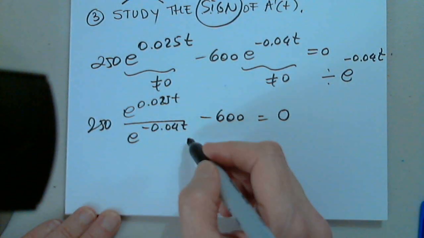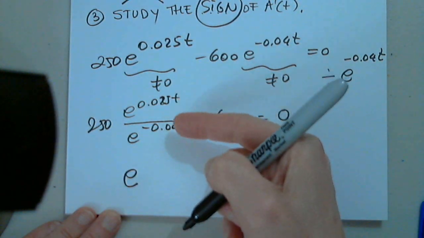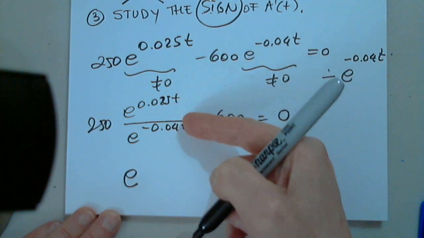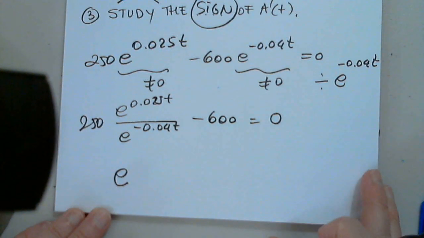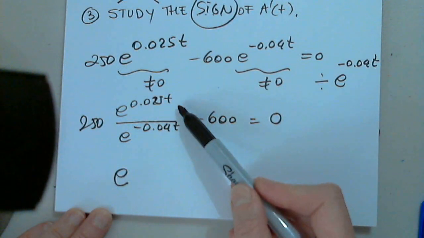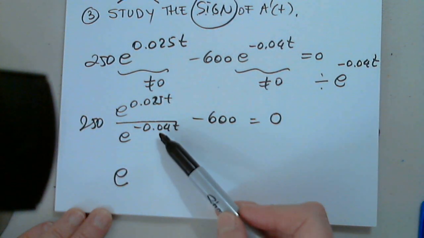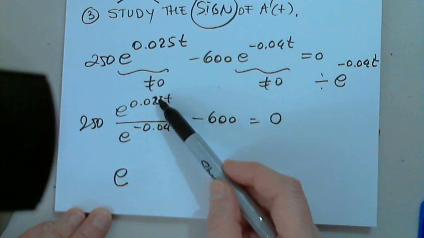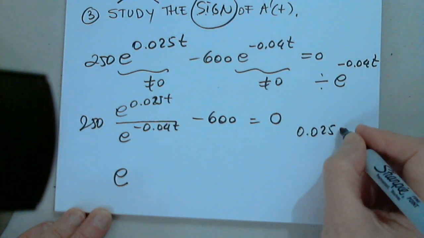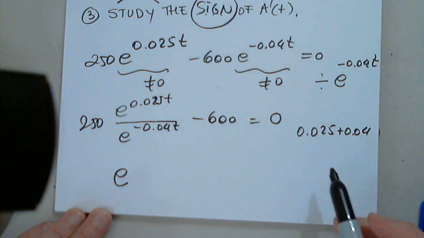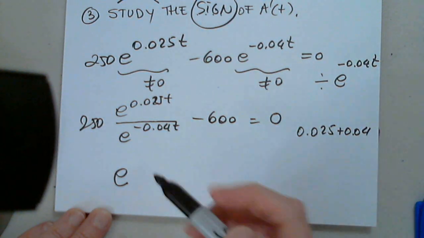Now I combine this by copying the base. What do we do with the exponents? Anyone remembers what we do with the exponents when we divide? We have to subtract them. Yes, yes. So we have 0.025 but plus 0.04. So we have 0.065.